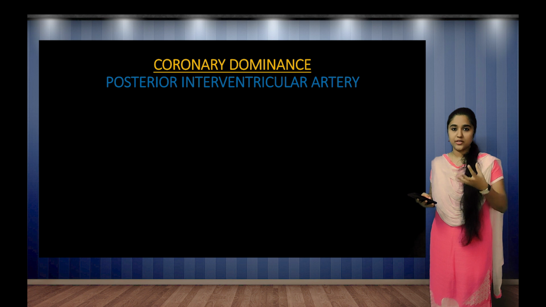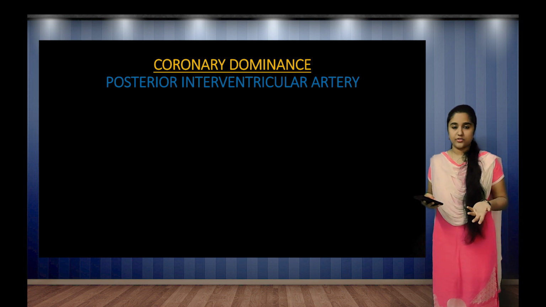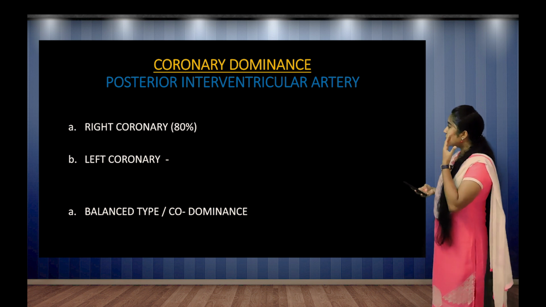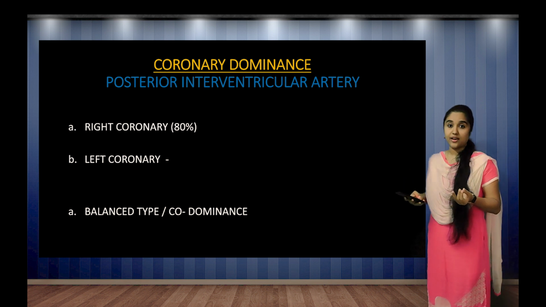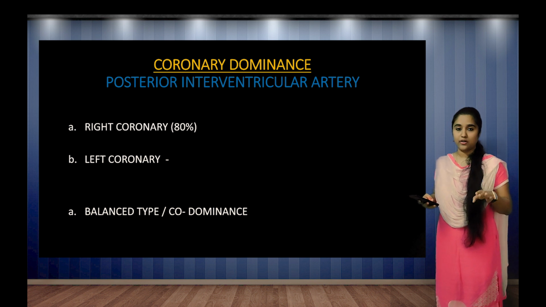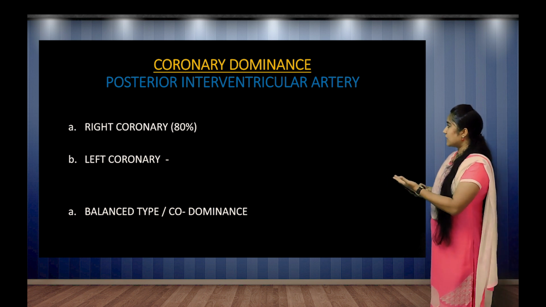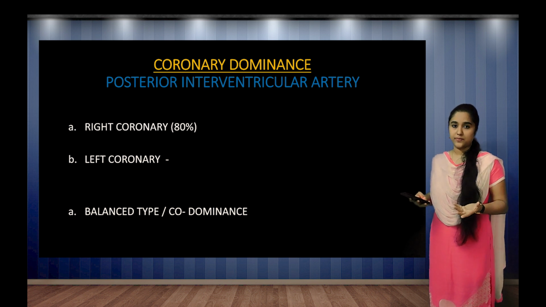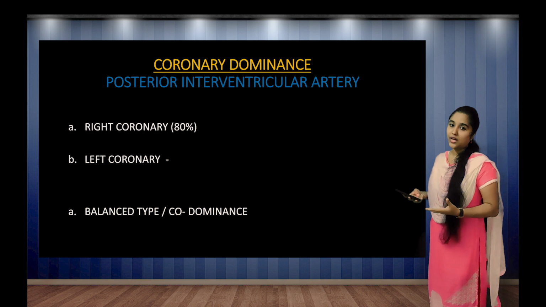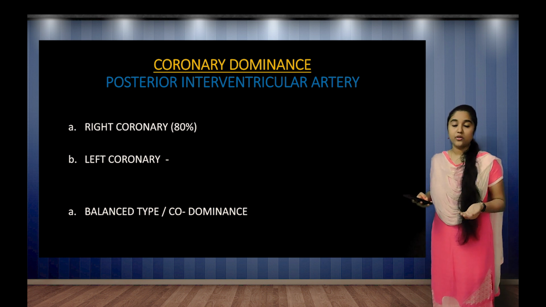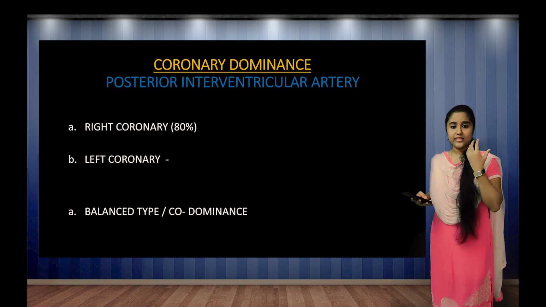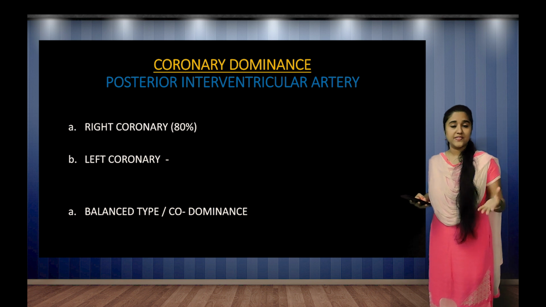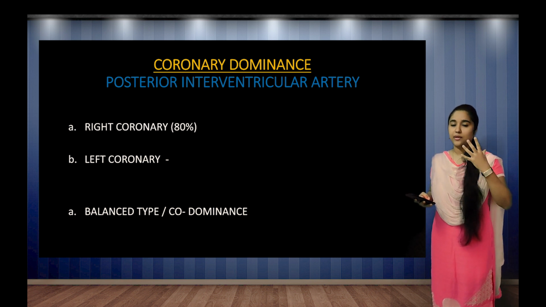It depends on whether the posterior interventricular artery is a branch of the right coronary artery or the left coronary artery. If the posterior interventricular artery is a branch of the right coronary artery, we can say that the patient is right coronary dominant, or there is right coronary dominance in that patient. If the posterior interventricular artery is a branch of the left coronary artery, then you can say it is left coronary dominant. And if it arises from both the arteries, then you can say it is a balanced type, or there is co-dominance. Now, in 80% of the population, the posterior interventricular artery is a branch of the right coronary artery. We have seen that. But in some of the population, it can be the left coronary artery.